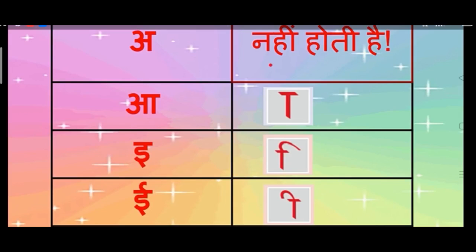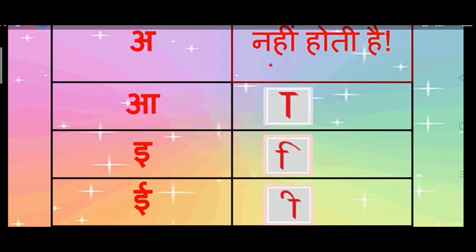First, we are going to see A. A has no matra, okay? Here you can see, A nahi hoti hai. Okay, A has no matra. Then A ki matra. You can see the A ki matra symbol. Correct? Yes. One standing line.